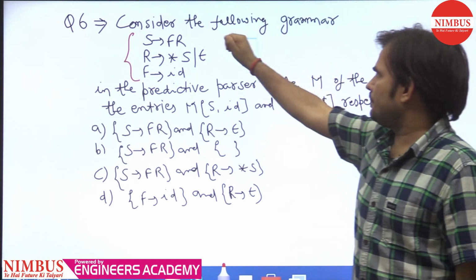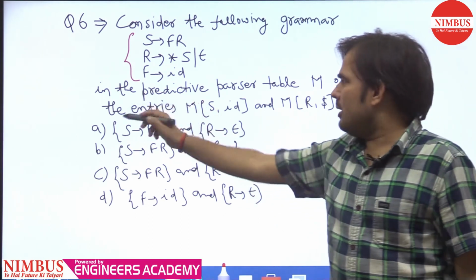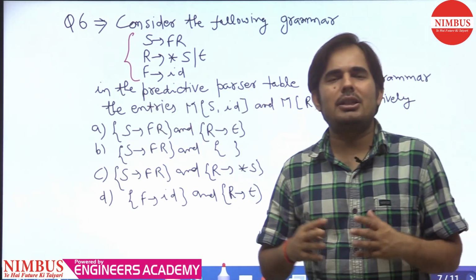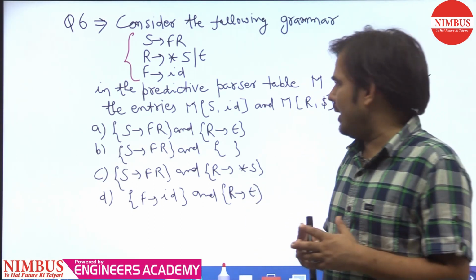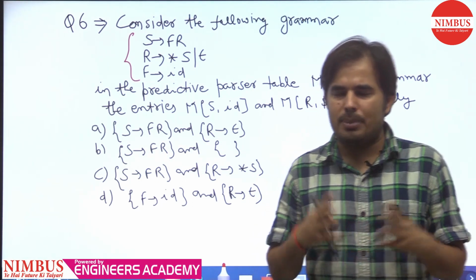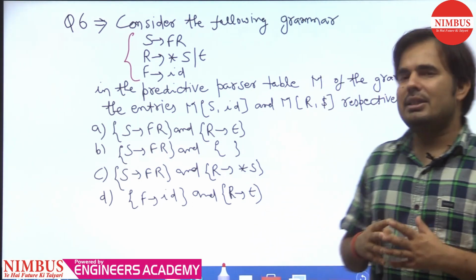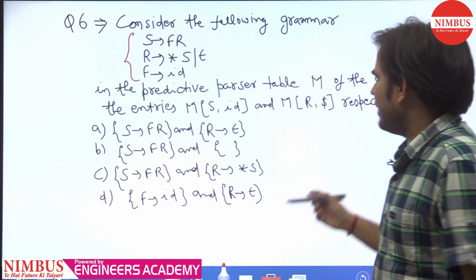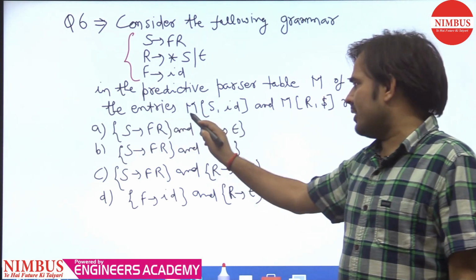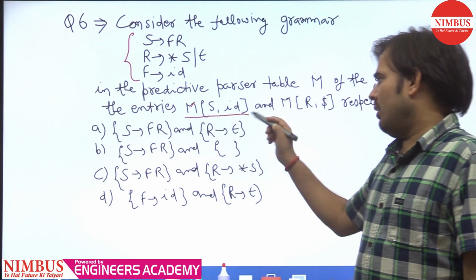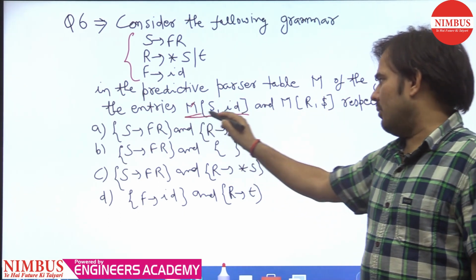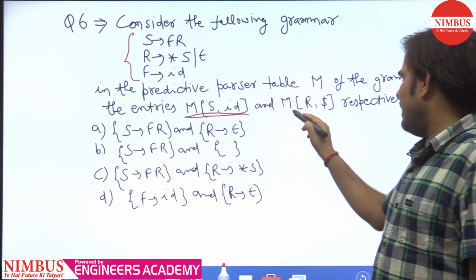Okay guys, in the predictive parser table M, predictive parser table is nothing but the LL1 parsing table, and the LL1 parsing table is a top down parser. Okay, LL1 parser is a top down parser of the grammar. It is asking you the entries in the table, means entries in the table on S and R.